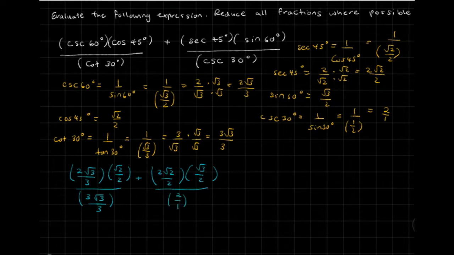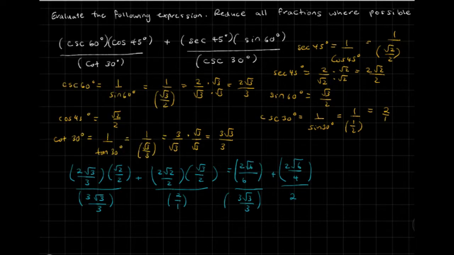And then if I simplify this, I'm going to multiply this out. So you get 2 square root 3 times square root 2 here is 2 square root 6 over 6. Okay, I'm going to divide this by 3 square root 3 over 3 plus, square root 2 times square root 3, so 2 square root 6 over 4 over 2. Okay, let's simplify this.